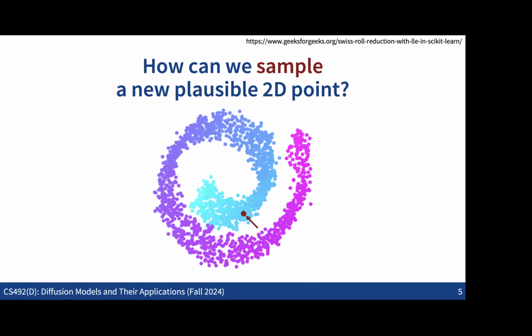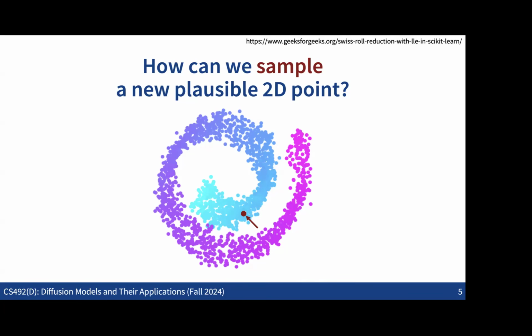As a human being, it's a very easy task. We can pick one of the points in the space that looks like one of them. But if we want to make an algorithm or a machine that can do this kind of 2D point generation, how can we do that?